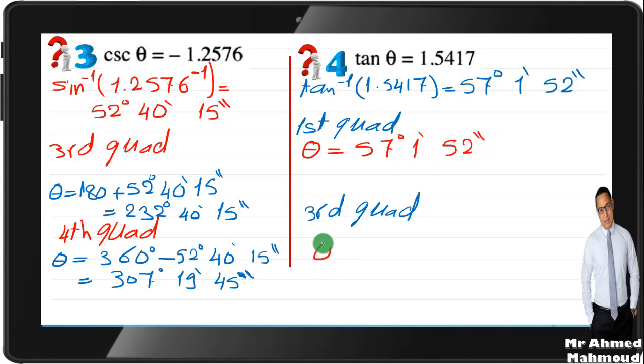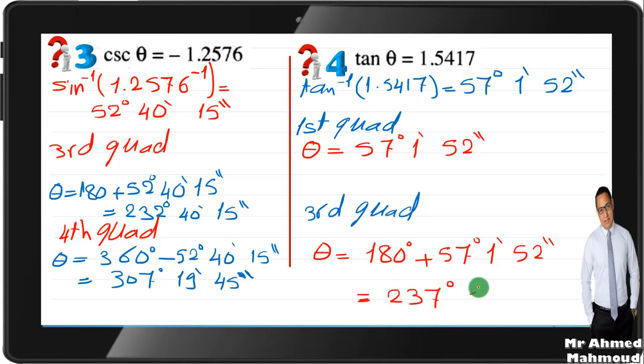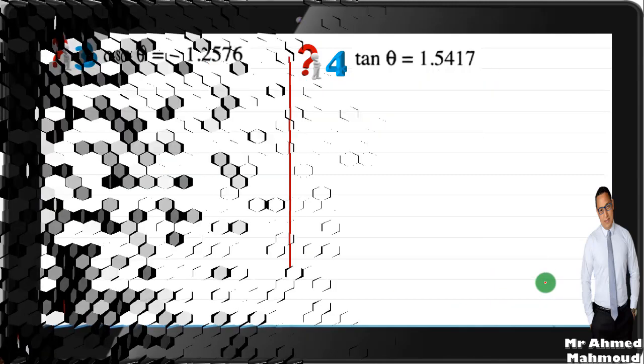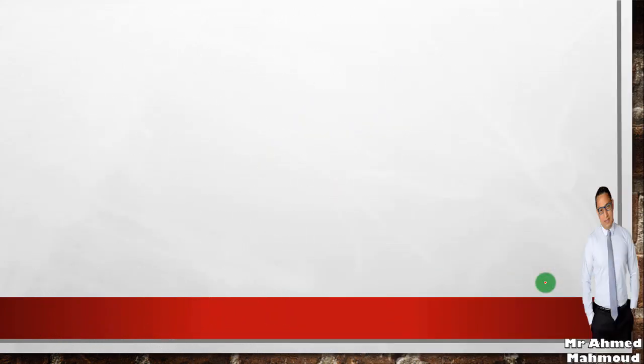In the third quad, theta equal 180 degrees plus the smallest angle 57 degrees 1 minute 52 seconds, which equals 237 degrees 1 minute 52 seconds. Example 3.